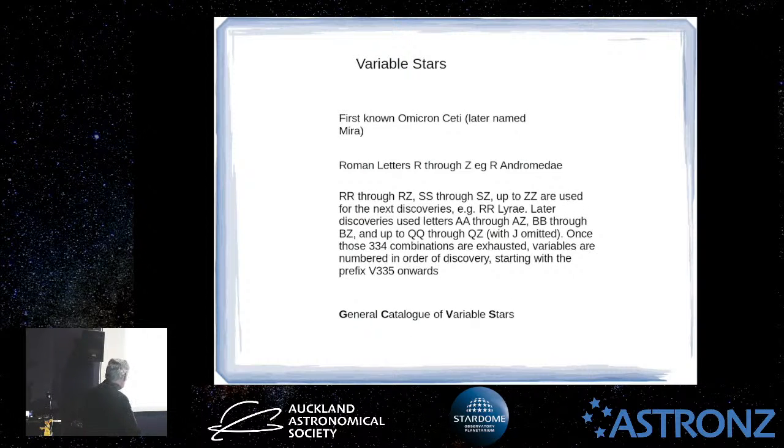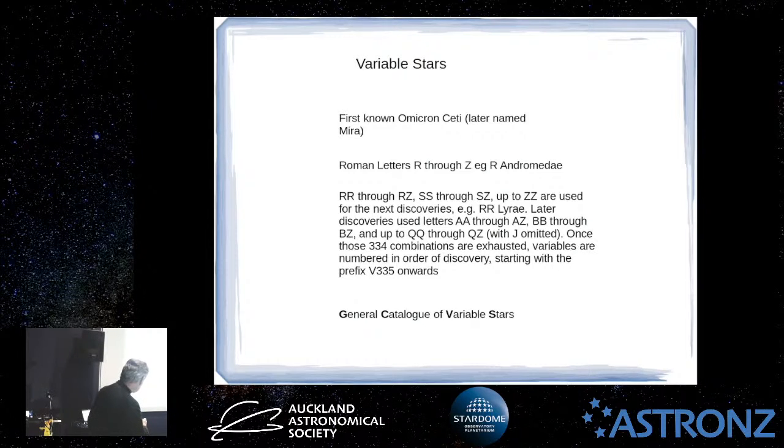Okay, there's also variable stars, which have their own catalogue and nomenclature. So they will be named after the constellation they're in, but instead of a Greek letter, they use a Roman alphabet capital letter. And they went through the letter R through the letter Z, don't ask me why. But trouble is, when they discover more variable stars in a constellation, which you can guarantee there will be, they ran out of letters, so they go to RR to RZ, SS through SZ, to ZZ, so you get a lot more stars.